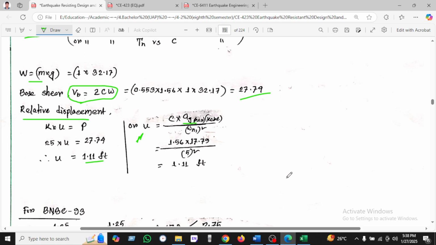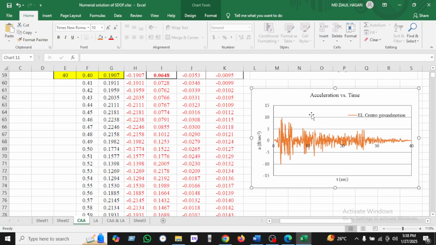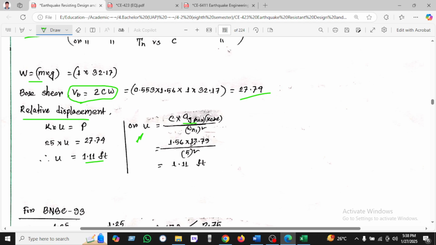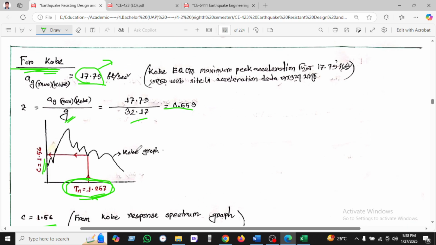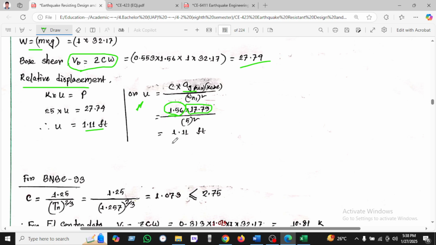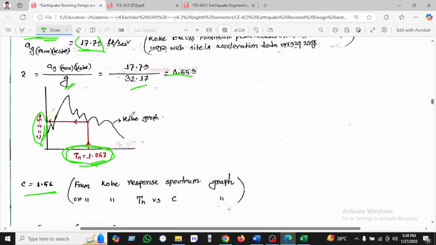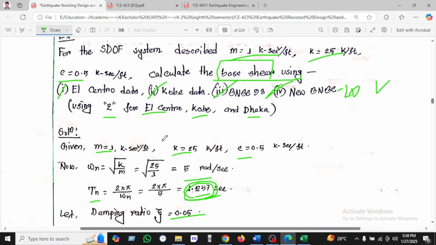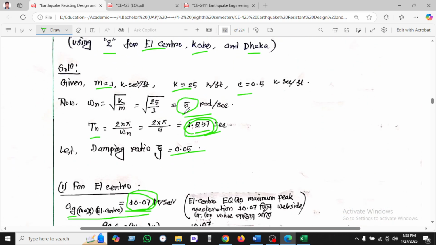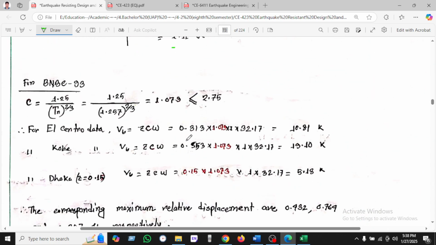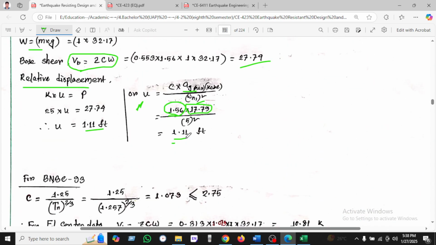Or we use C equal to a g max by g. How do we get a g max? We have taken it from the graph: the maximum a g is 17.79, and the C value is found from the time period on the Kobe graph. We know omega, already found here as 5 radian per second, and putting in the information we found 1.1.